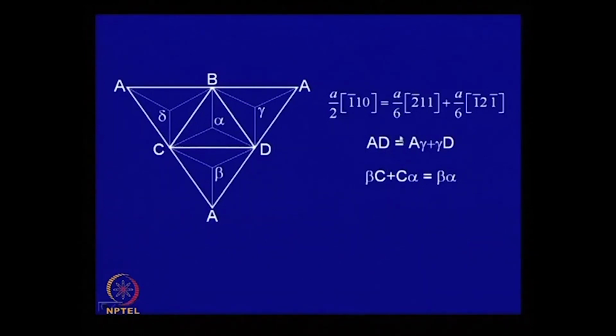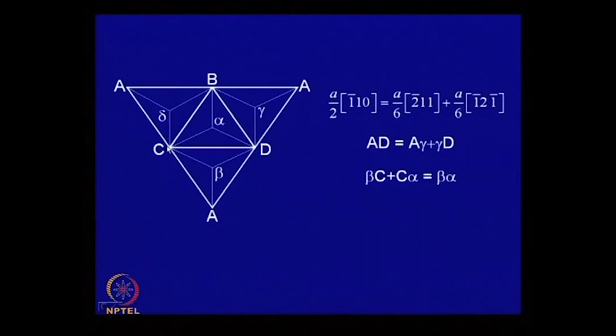So, one of these is quite easy. Look at a dislocation moving in one of these planes, say AD. AD breaks into two partials, A gamma and gamma D. And imagine another dislocation on this plane, C beta and C alpha, the partials C beta and C alpha.